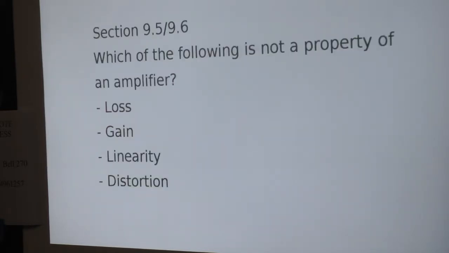So, which of the following is not a property of an amplifier? Distortion? That's what I think, yeah. So it's loss. Loss being the opposite of gain, you might think that'd be a part of an amplifier, but we typically don't talk about loss of an amplifier because an amplifier that loses you signal is a very, very bad amplifier.